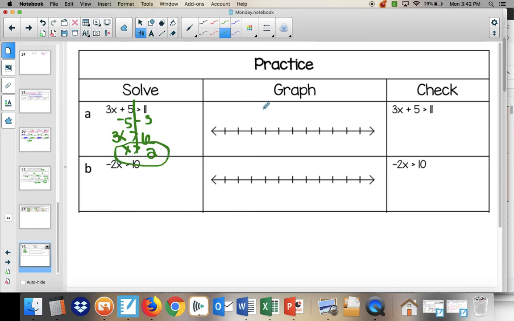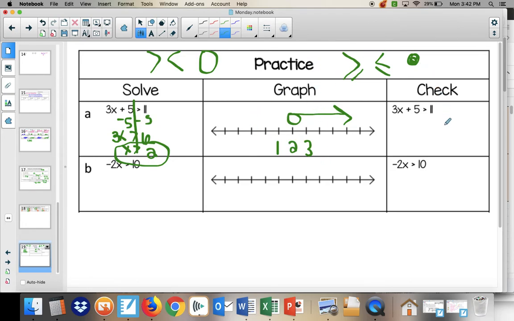Second part, I go to my graph. So I'm going to put 2 here. 1 more than 2 is 3. 1 less than 2 is 1. Remember, greater than or less than is open. Greater than or equal to, less than or equal to is closed. So, because this is greater than, it is open at 2. It is anything bigger, 3 is bigger than 2, and there's my graph.